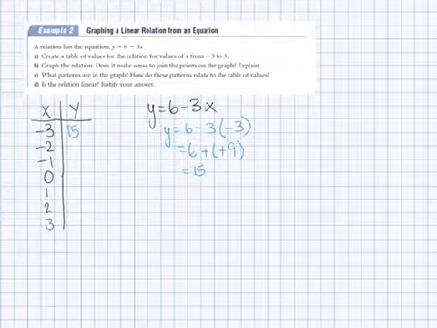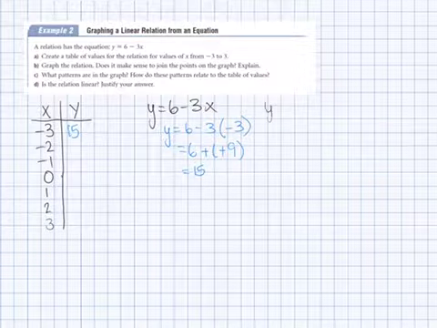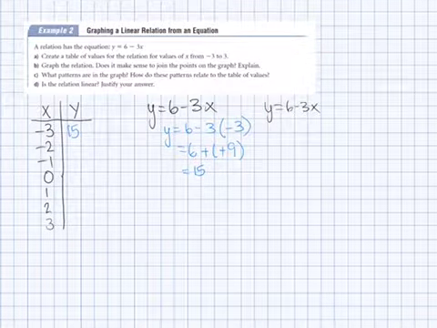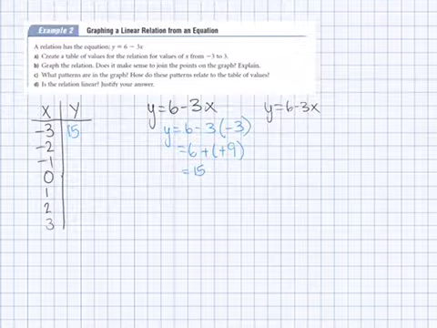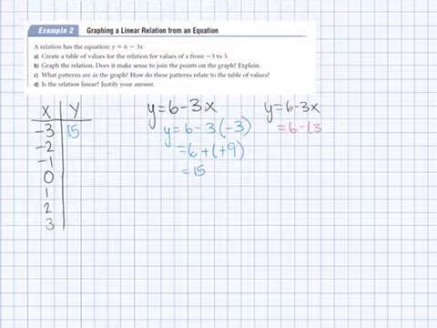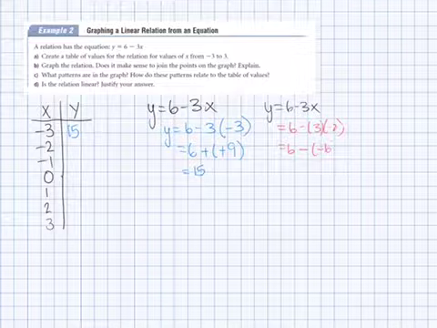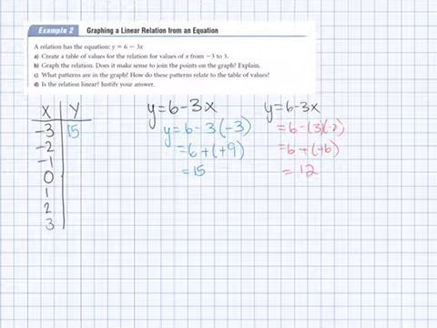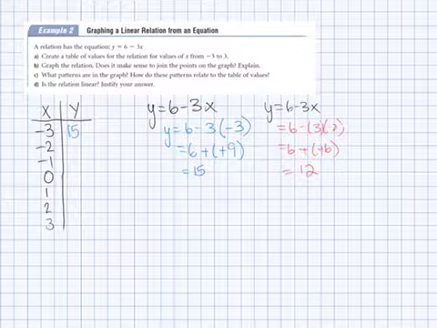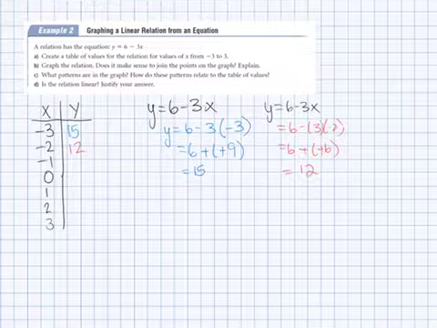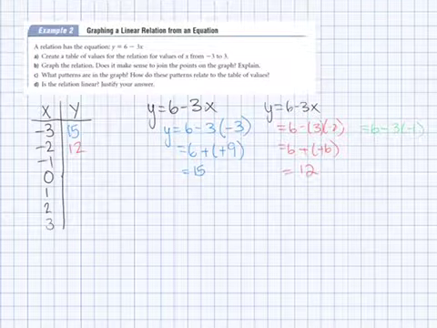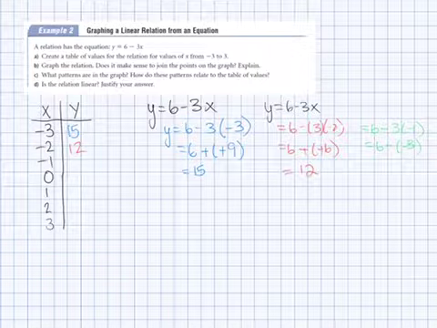Then you come back to your equation, and this time you plug in -2. What is y if x is -2? It's going to be 6 minus -6, which ends up being 12. Again, those numbers can all go into your calculator. What about when x is equal to -1? Then we get 6 minus 3 times -1. That's 6 minus -3. We flip our signs, and that is equal to 9.